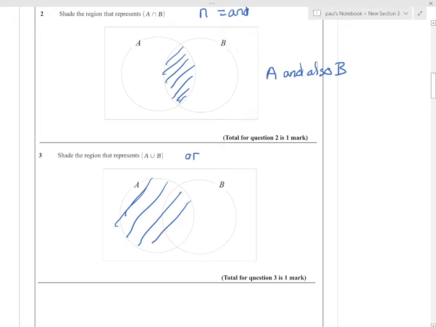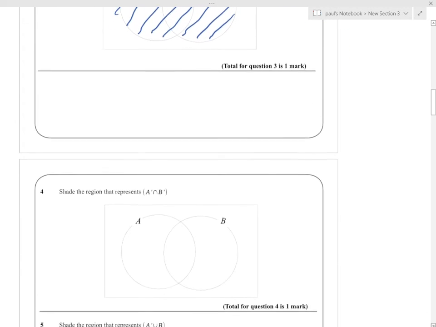Not outside the circles, so anywhere in here where I'm shading now is either, or. So it's either in A, so what could we put there? Either in A or in B. So it can be either or. Now, let's have a look and see what we've got next.